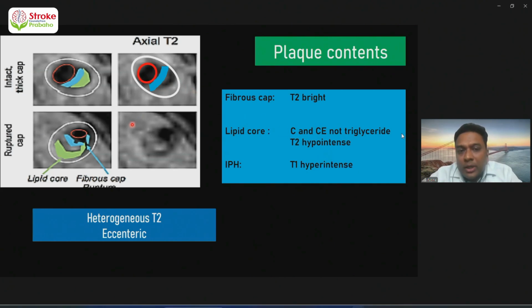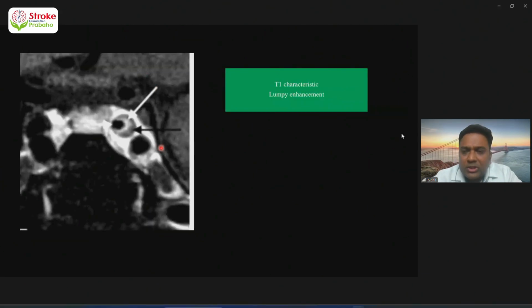Okay, so look at this plaque here. This is the lipid core. Now look at this one. This is the lumen. The red one is the lumen here. This is the outer diameter of the artery. Now there is a break in the fibrous cap, and the lipid content is exposed, and that causes clot formation and embolism. So this has already been discussed.